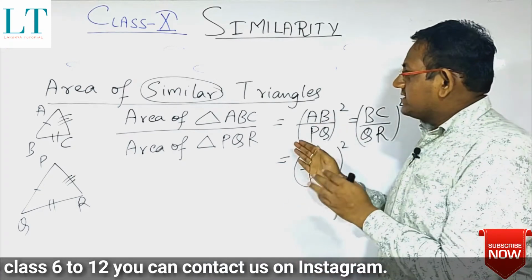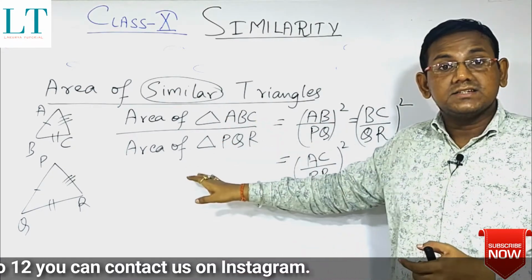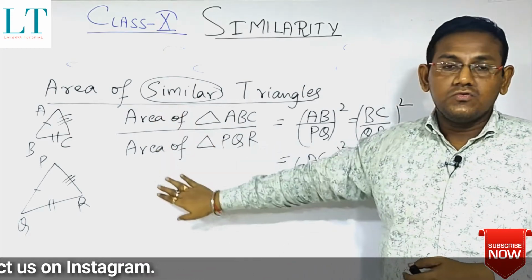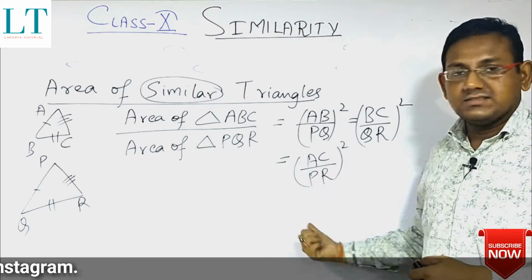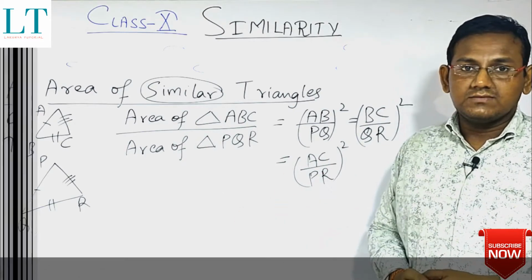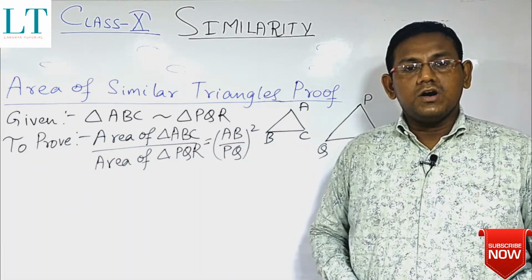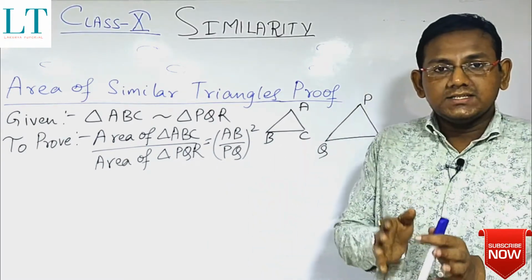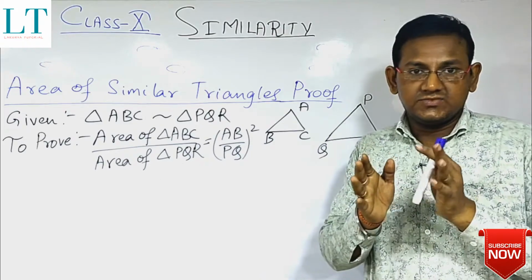Now, since we have already discussed how they are related, let us discuss the proof of this one. So now we are going to discuss the proof, how we are getting this result. Now let us start with the proof of the area of similar triangles. What are the things that are already given to us? Let us first discuss that.